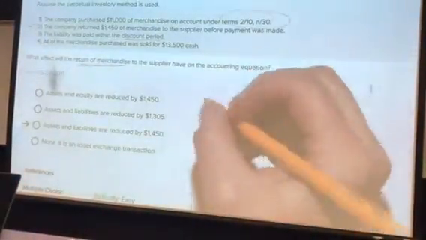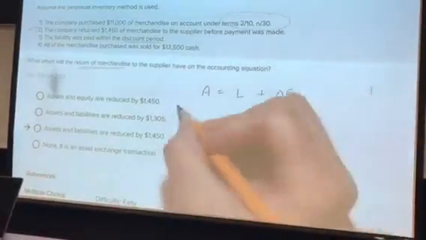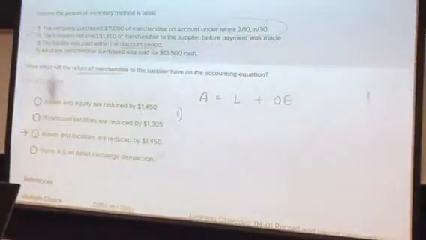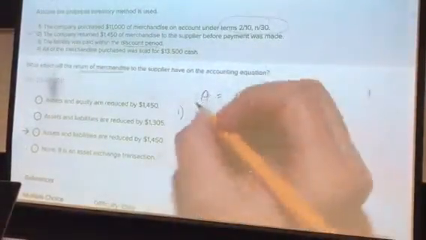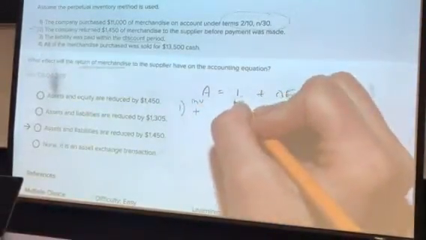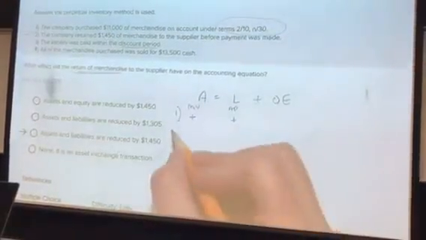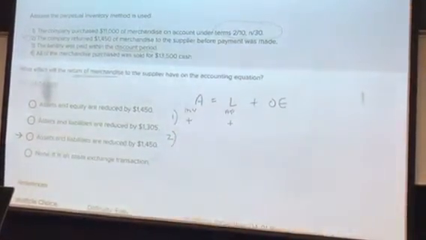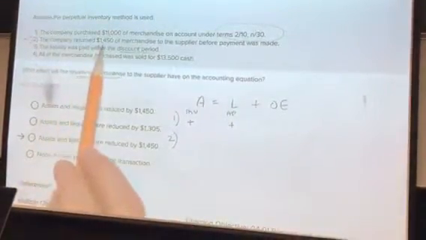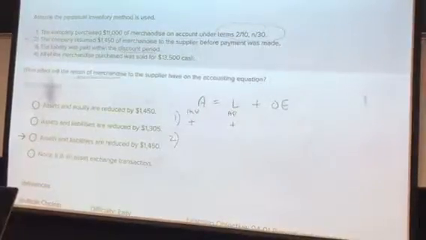I think it's helpful sometimes to write out your accounting equation and record for yourself transaction 1, which was the purchase. When we purchase that merchandise on account, it's going to cause our inventory to go up, and it's going to cause our accounts payable to go up. Right? So then the next one is when we return that inventory, a portion of it. It says the company returned $1,450 worth of merchandise to the supplier, but before any payment was made.